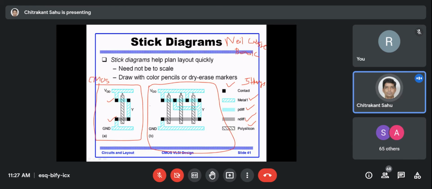So can we answer what this particular layout represents? Which kind of circuit does it represent? Sir, is it a NOR gate? NOR. Okay, you're saying this is a NOR gate. Why are you calling it a NOR gate? Because the NMOS is connected in series and only one end is connected to the ground and another end is connected to the output.